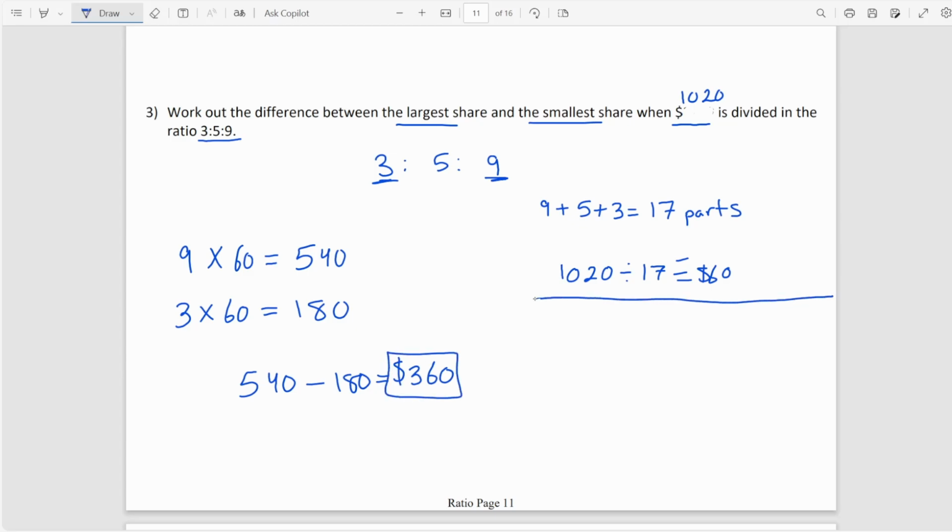There is another way of doing this. The other way is to firstly subtract the shares. Okay, so I'm like, okay, so I have 9 shares or 9 parts and 3 parts. So 9 minus 3 is 6 parts.